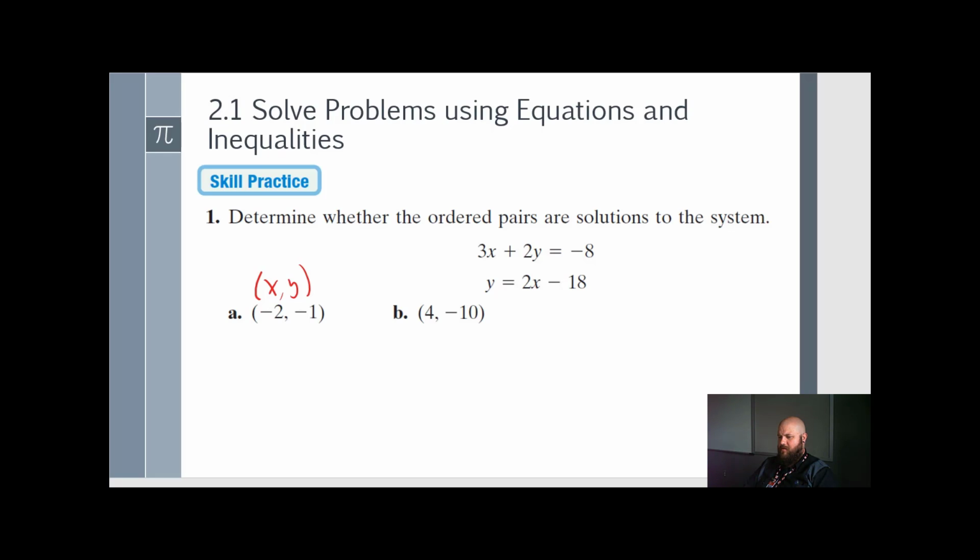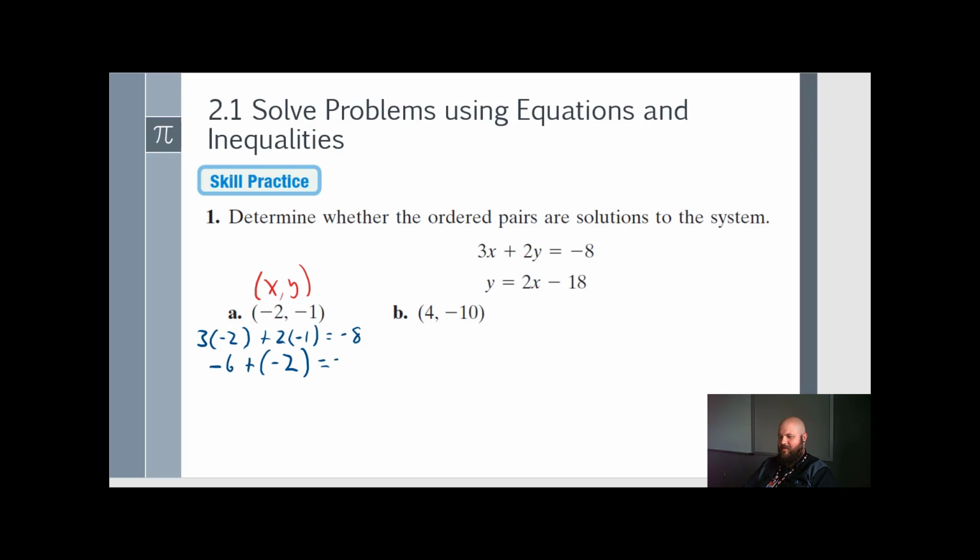Alright, so let's put this in. So we got 3 times our x value, a negative 2, plus 2 times our y value, which is a negative 1, equals negative 8. Well, 3 times a negative 2 is a negative 6. And then we have plus a 2 times a negative 1. Well, that gives me a negative 3. Oh, I'm sorry. How about a negative 2? I'm adding in my head. A negative 2.